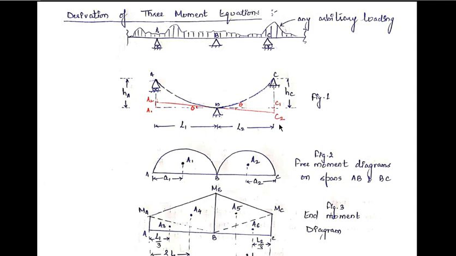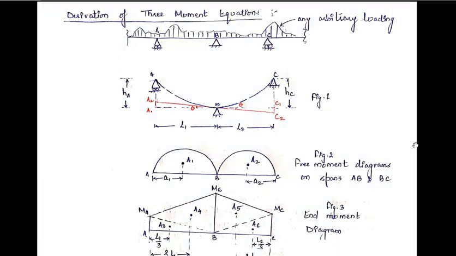See, now in the previous video we have used one consistency condition, and that condition was that the slope of point B with respect to the A support or the left part is equal to the slope of point B with respect to the right support or the right part. So if this angle is theta, this angle will also be theta, and also by geometry, these two angles are vertically opposite angles, therefore this angle will also be theta.